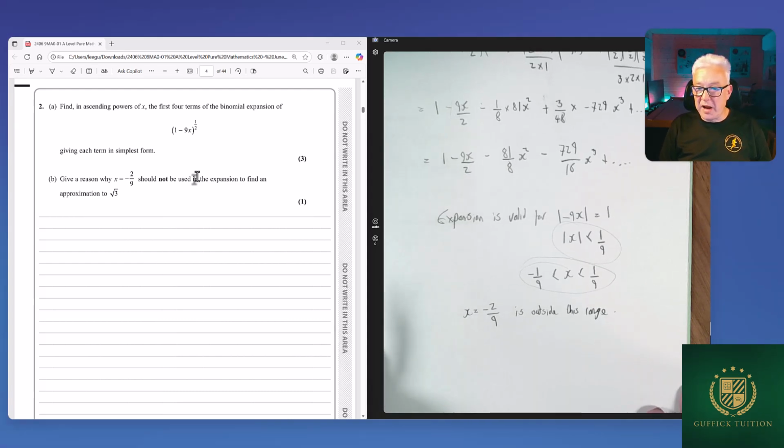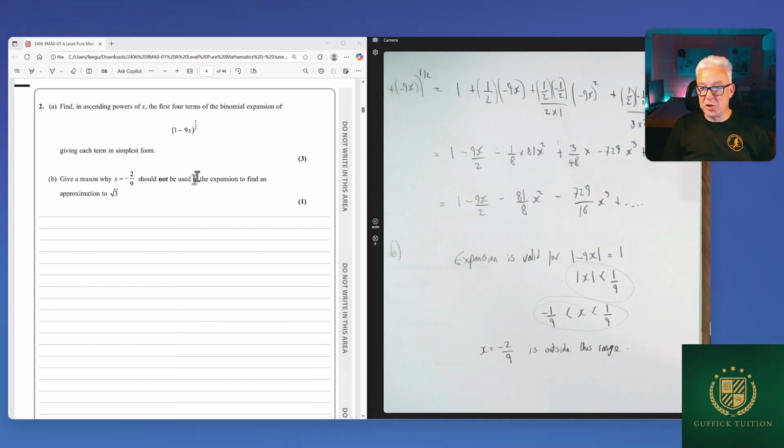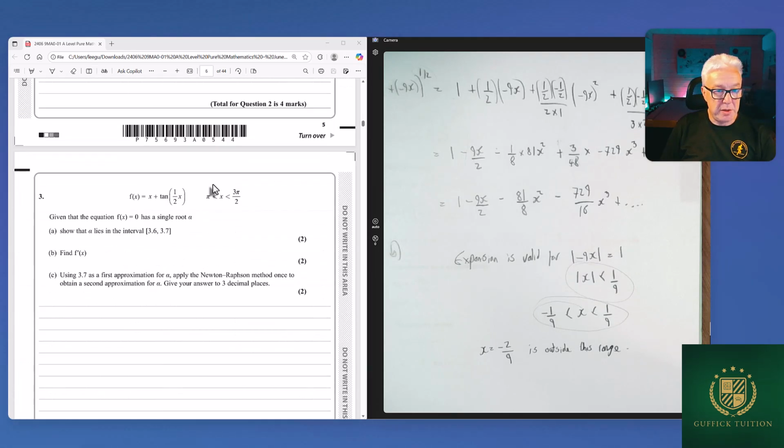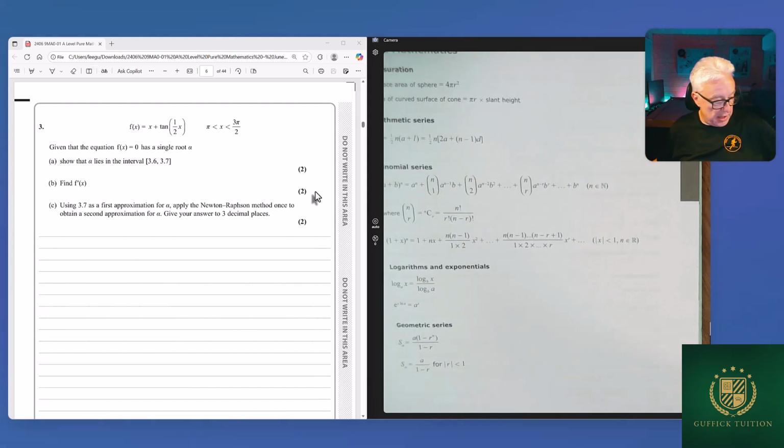So it's not a valid value of x to use in that particular question. So that's why we wouldn't use it. Okay, let's see what our next question is going to be. We've got a numerical methods question here now.